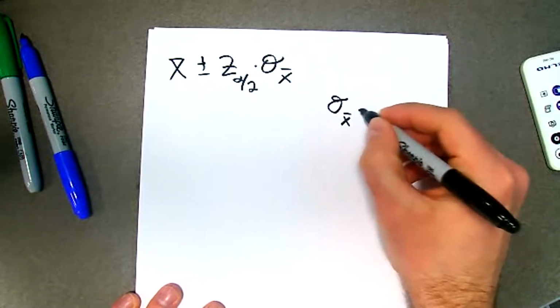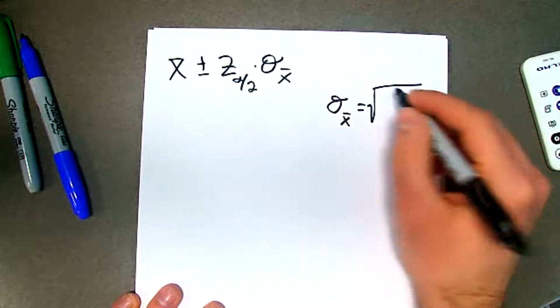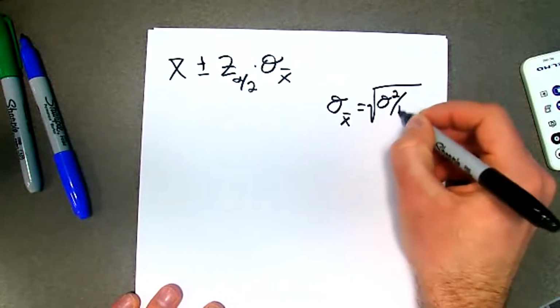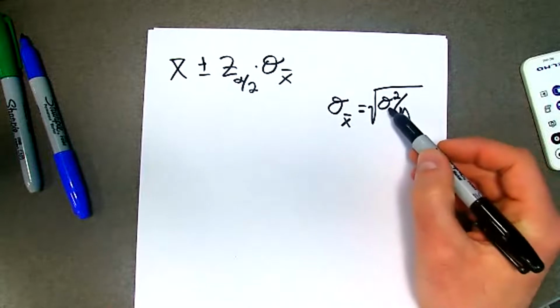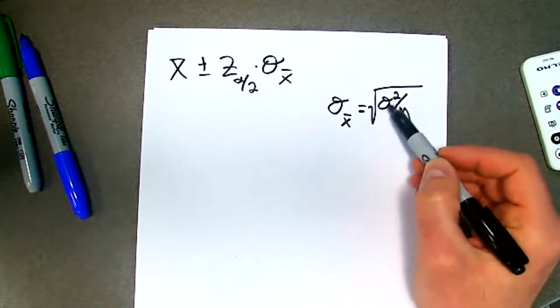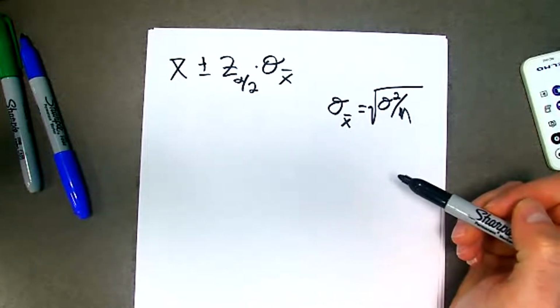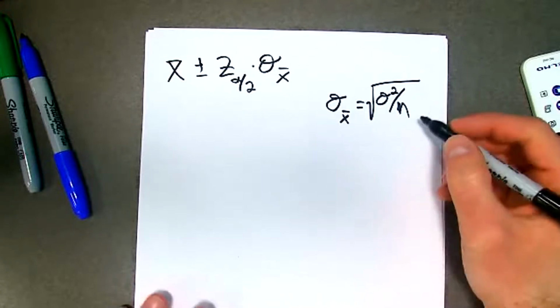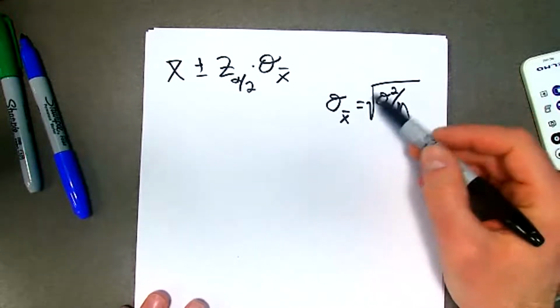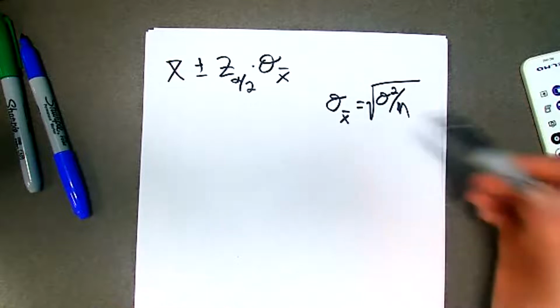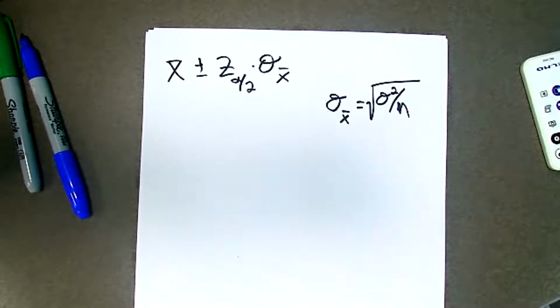However, we know that from last week and prior to last week, the standard deviation of our sample means is just the square root of the original variance divided by our sample size, right? This was the idea that when we take a higher sample size, it reduces the variance of our sample means, or reduces the standard deviation of our sample means.